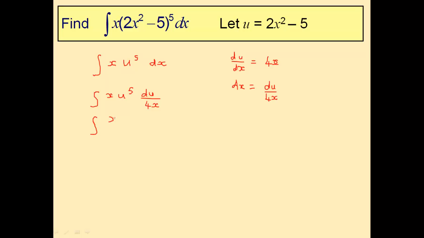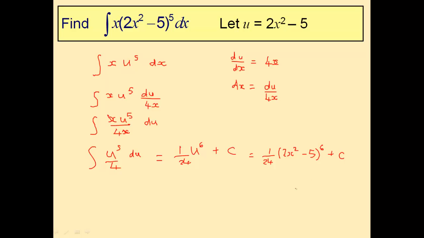Perhaps if we write this out as a fraction, it's a bit more obvious what's going on. So that's what we're integrating. We can cancel our x's. So we're integrating u to the power of 5 over 4 with respect to u, which equals, well, this goes to raise the power to 6, and instead of a quarter, we've now got 4 times 6, 1 over 24, u to the 6 plus c, and if we put our substitution back, that's what we've got.